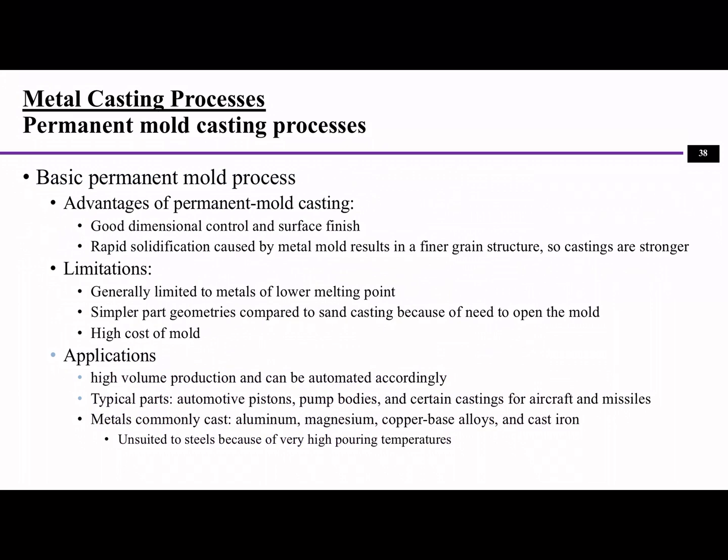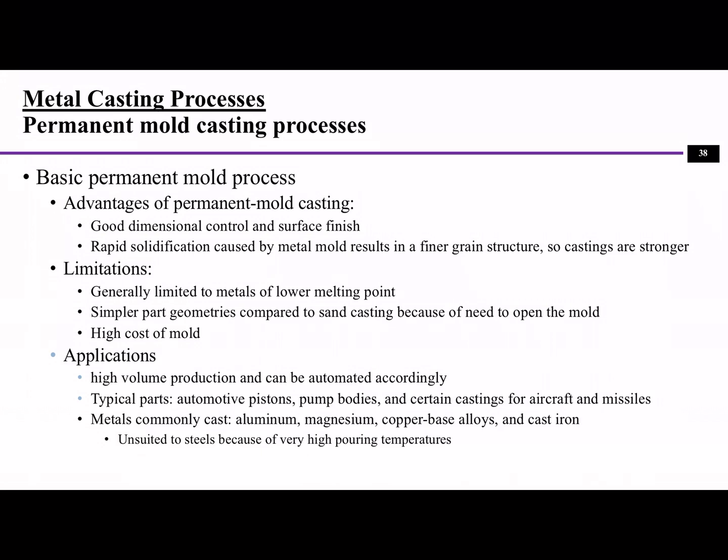So the advantage of using permanent mold casting is that we can control the dimension and also surface finish, because we can make it really accurate about the mold itself. It's very consistent because you are always using the same mold, and it can have really rapid solidification because it is cooled by the metal mold, resulting in a finer grain structure, so the casting can be stronger.